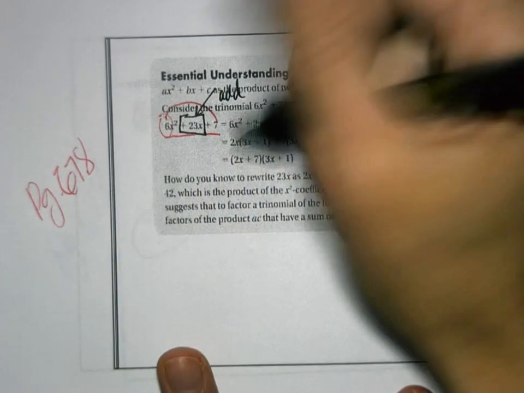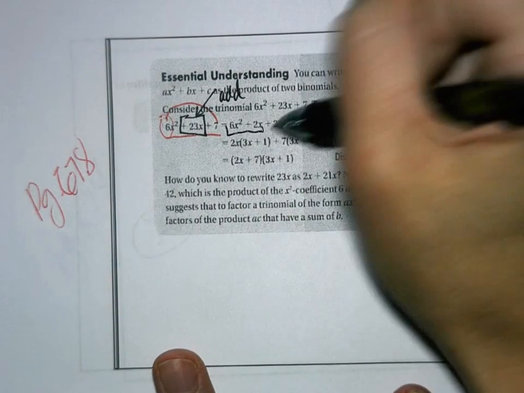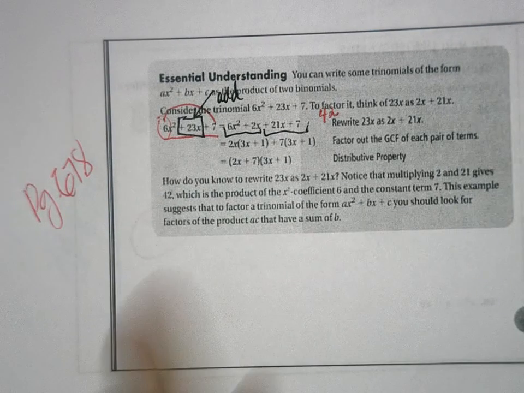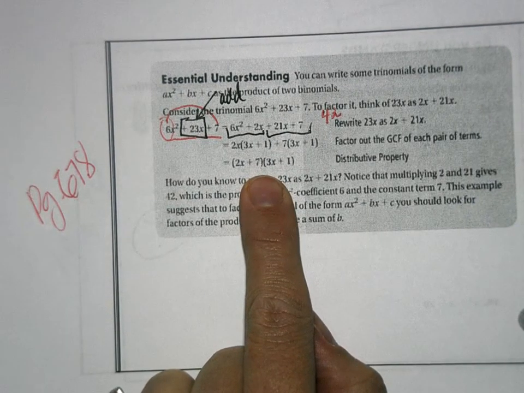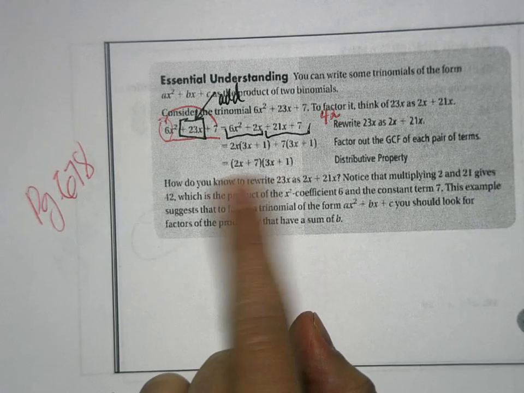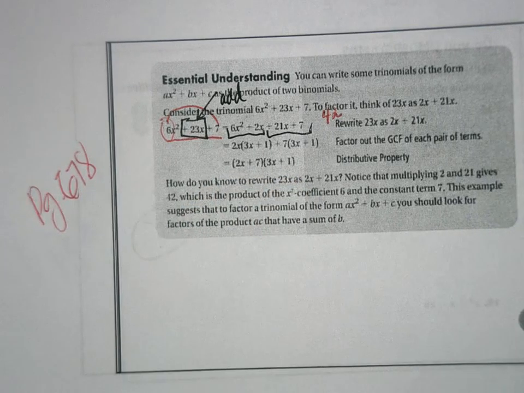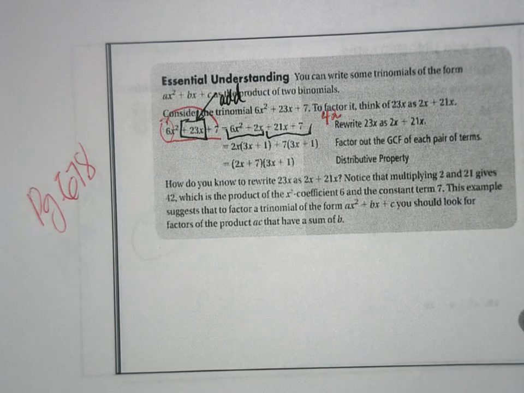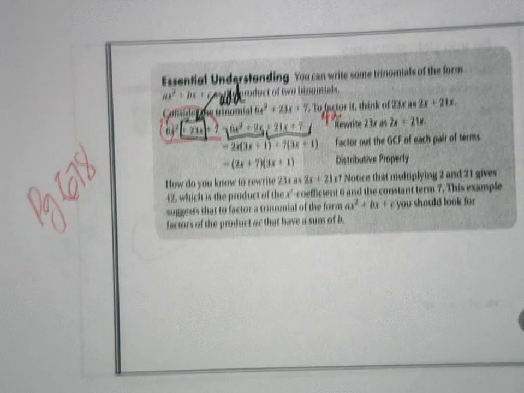And then just like yesterday, we talked about how we group the first two and the last two and factor out your GCF to end up getting your factored terms. So you'll notice here, instead of having a plain x in front of the parentheses, you're going to end up with numbers in front of some of the parentheses. Okay? So we're going to move on and do some examples now. So turn to page 679.